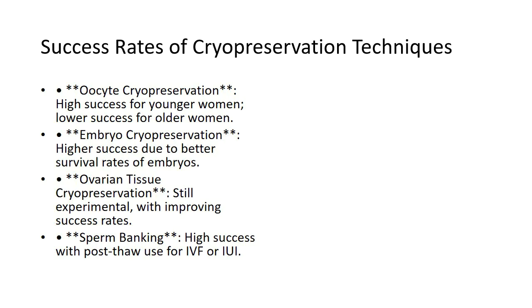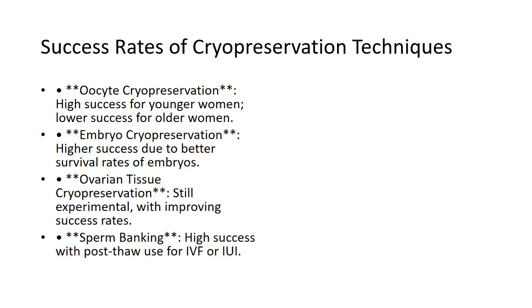Success rates of ovarian tissue freezing. This technique is still experimental but has shown promising results. The success rates depend on the method used for reimplantation and the number of eggs that mature after thawing. The technique is more established in prepubertal girls than adult women.